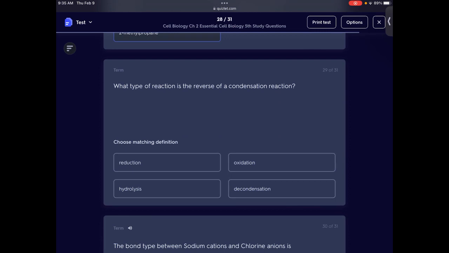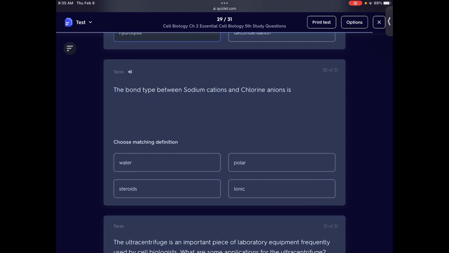What type of reaction is the reverse of a condensation? So condensation is when we're building. Hydrolysis is when we're breaking. So let's pick hydrolysis. The bond type between sodium cation and chlorine anion, that is an ionic bond.